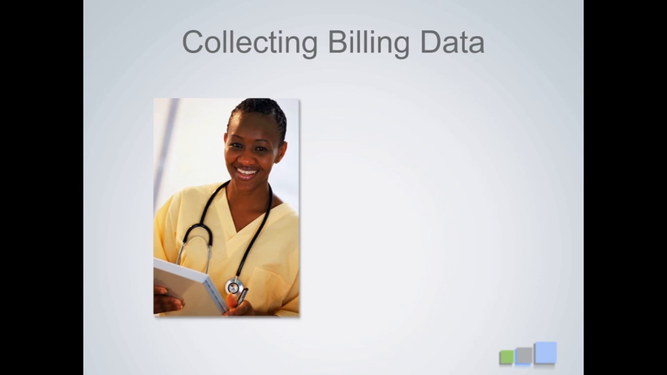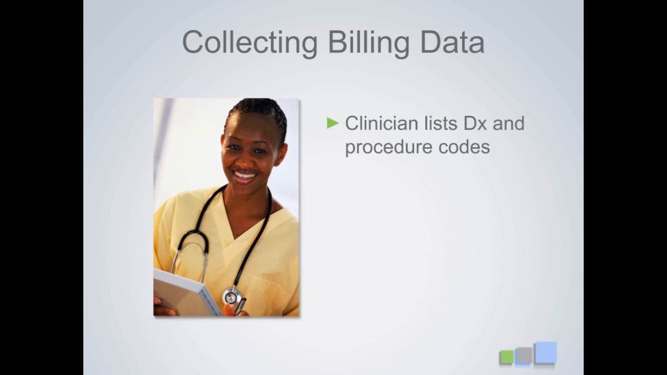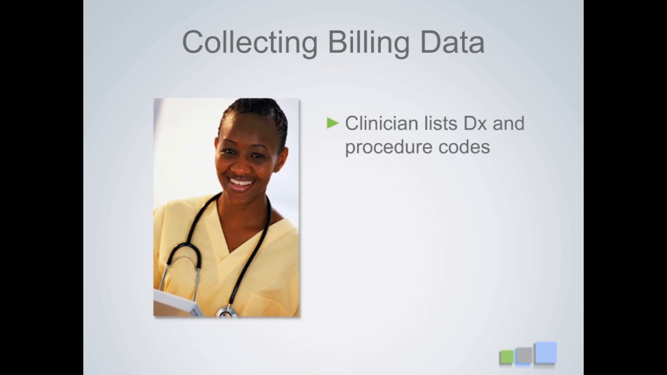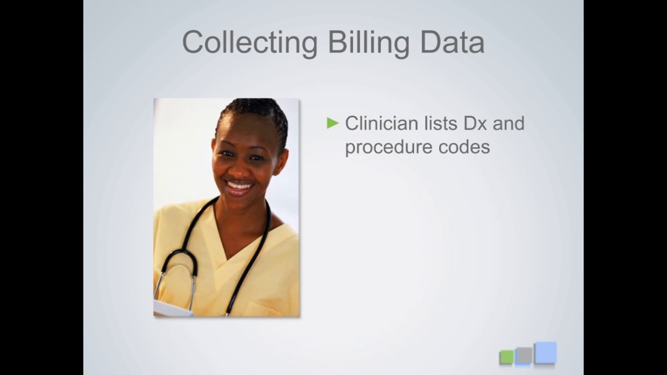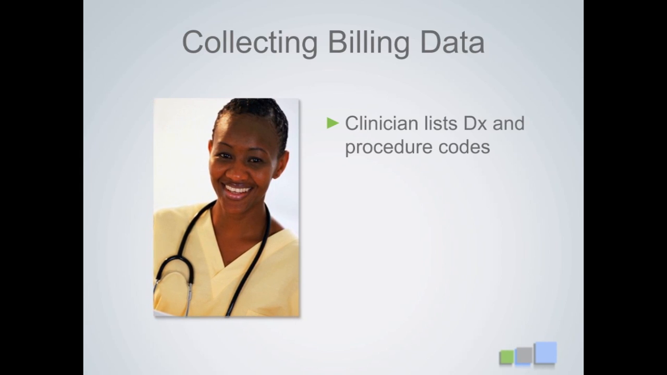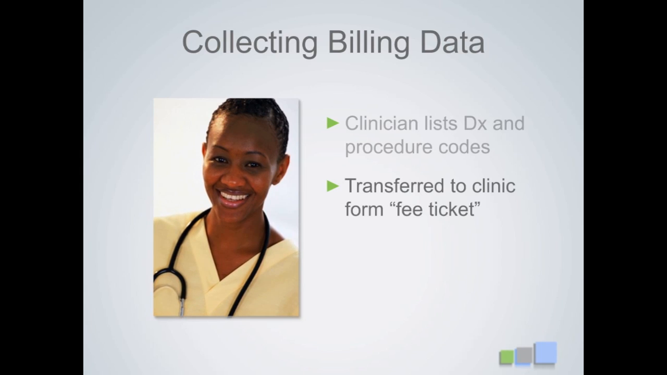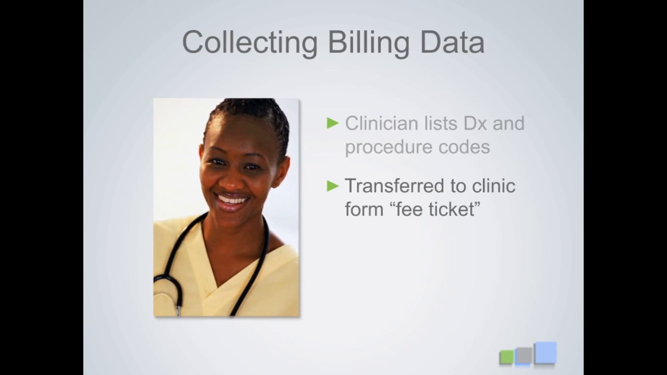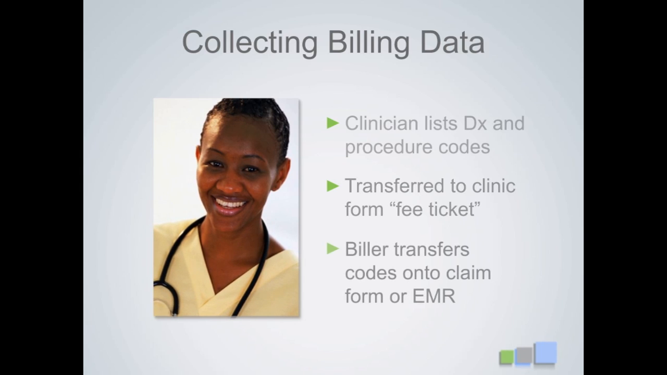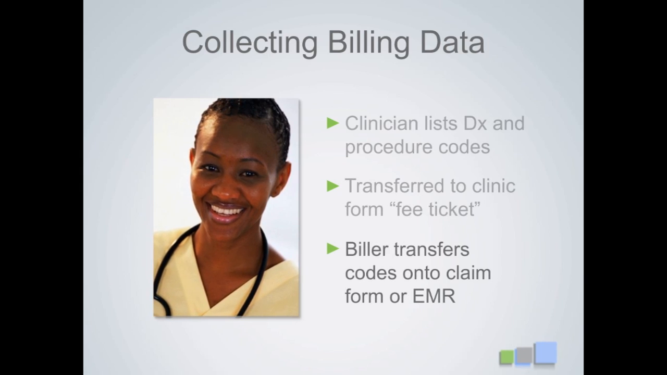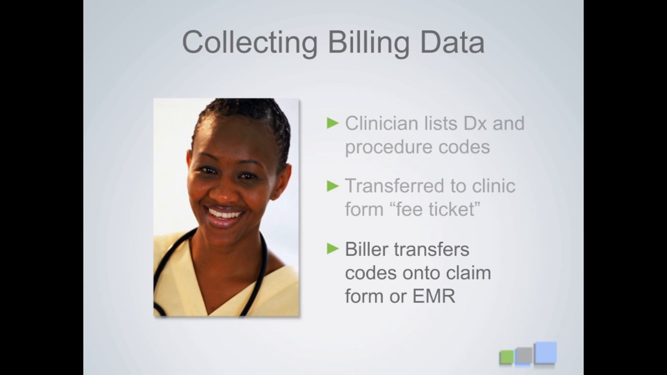In order to bill insurance for the service provided, the clinician who saw the patient must complete documentation, including all services provided at the visit and the diagnosis and procedure codes. The clinician also transfers the appropriate codes into the clinic's billing form, commonly known as a fee ticket or superbill. It's up to the designated billing team member to transfer that information onto the claim form or into the clinic's EMR.